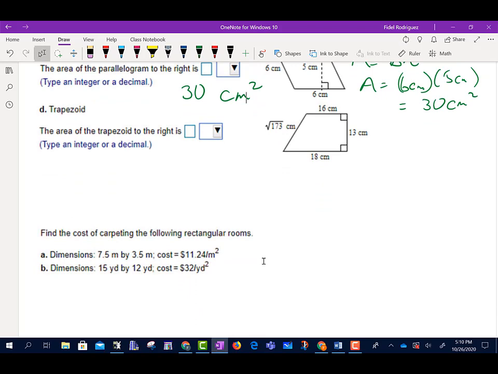All right, and part D. Part D says the area of a trapezoid. Okay, so let's figure out the area of a trapezoid. The formula is 1/2 the height times base 1 plus base 2.